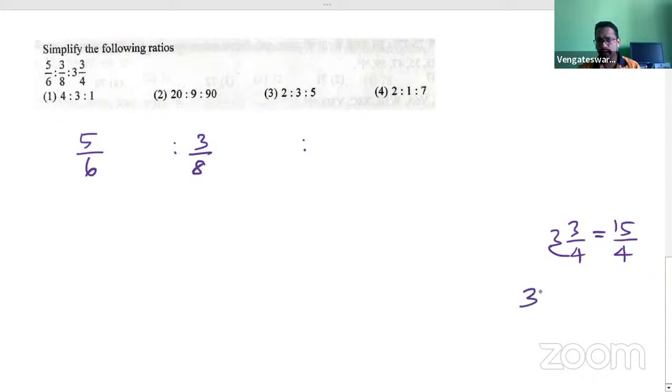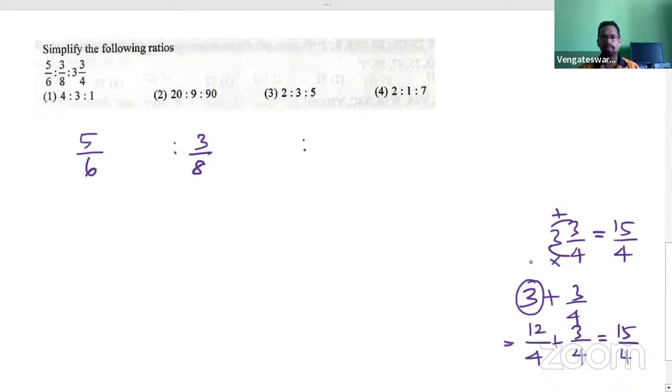This is actually 3 3/4. This is actually 3 plus 3/4. Now 3 plus 3/4 is similar to, I'll rewrite this 3 as 12/4. So 12/4 plus 3/4, which is becoming 15/4, which we are doing directly like this. So 3 4s are 12, 12 plus 3 is 15, 15/4. So my last fraction is 15/4.